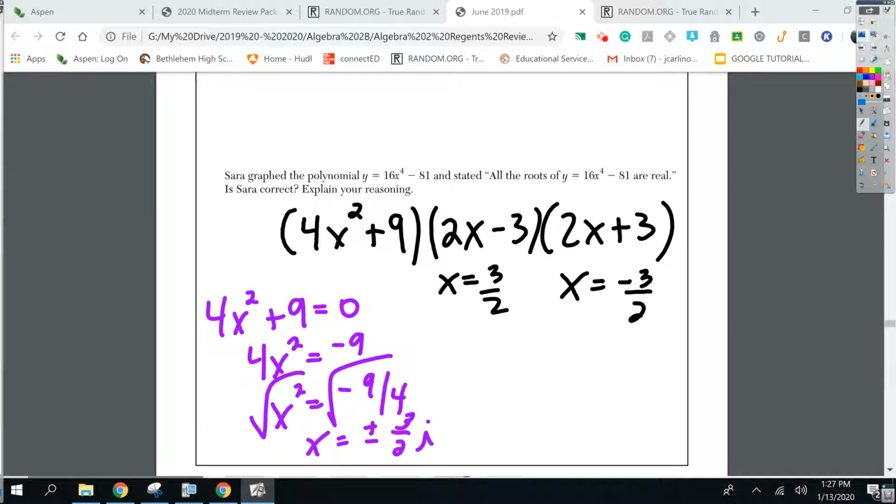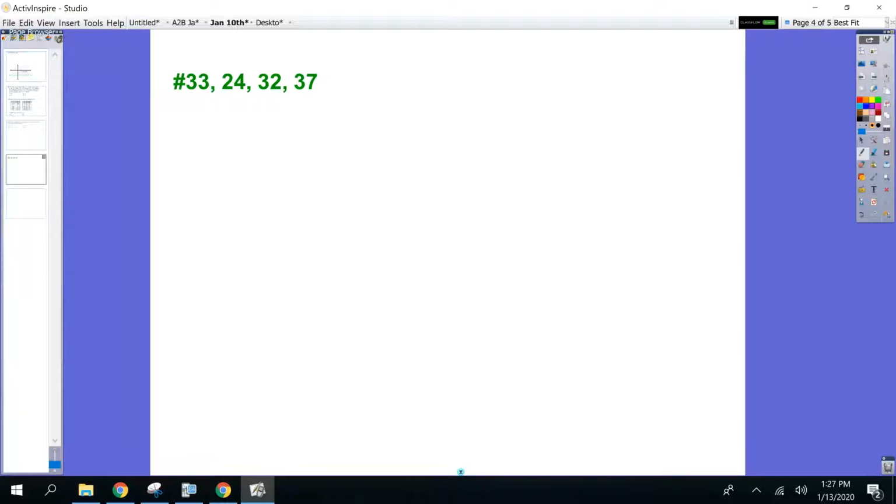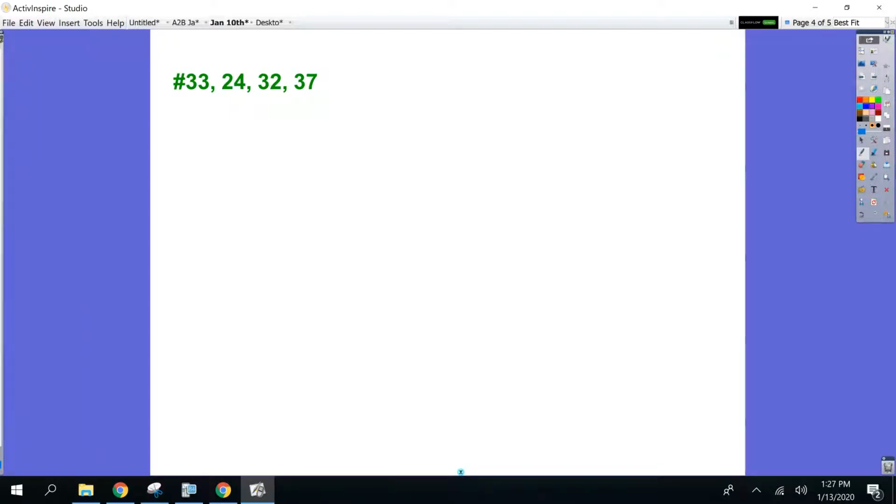Okay, all the roots are, 2 of them are, but the other 2 aren't. All right. Anything else before we go on to the new exam? Yep.